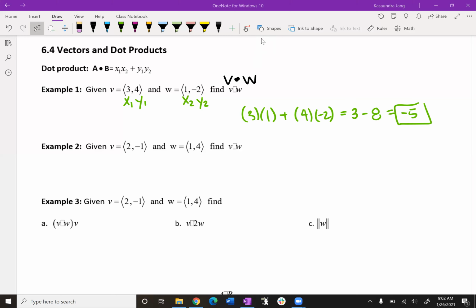All right, so you guys take a sec, find your dot product on example 2. We'll start calling and see what we get.